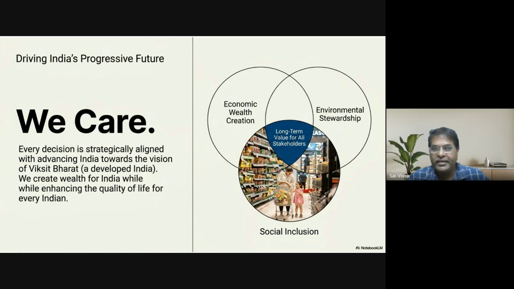So what do they care? They care about each and every person in India, every Indian. Every decision is strategically aligned with advancing India towards the vision of Viksit Bharat, a developed India. We create wealth for India while enhancing the quality of life for every Indian. See here how they do this: economic wealth creation, environmental stewardship, and social inclusion. All these put together converge to give long-term value for all stakeholders.